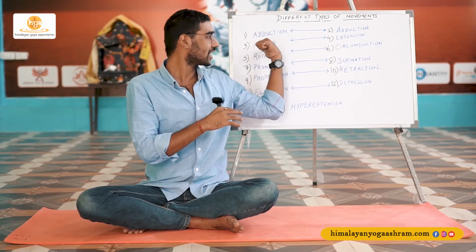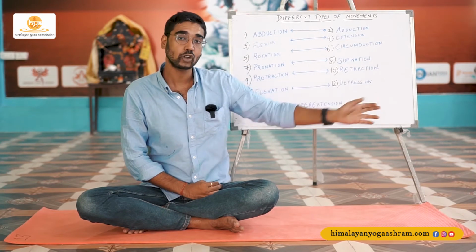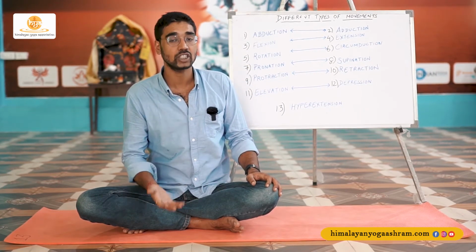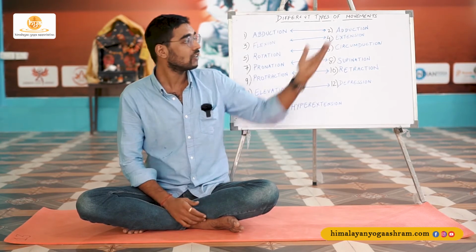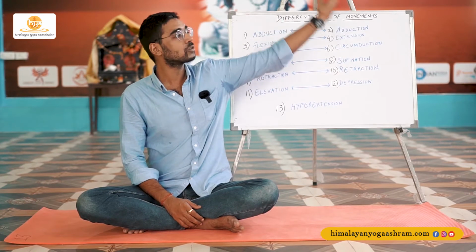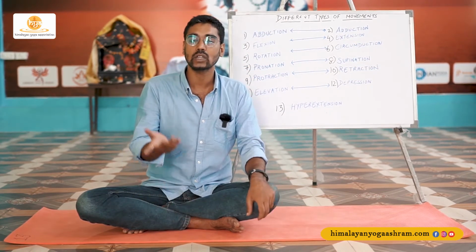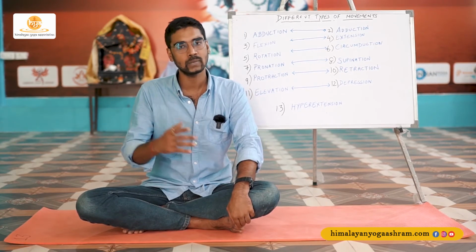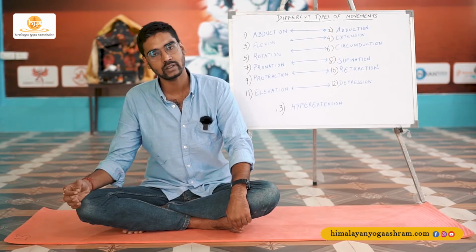This is where it gets the name from, flexion. The opposite of flexion would be extension, which means to increase the angle between two body parts. If flexion is decreasing the angle between two body parts, extension would be to increase the angle between two body parts.